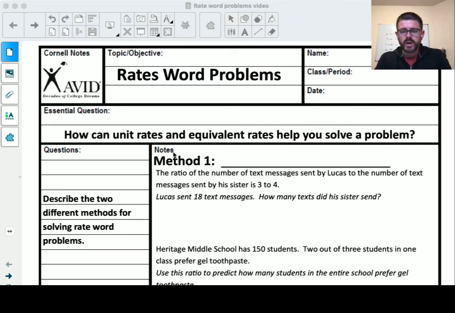All right, welcome to our lesson on rate word problems. So hopefully you got your notes up. It's the last set of notes in our packet. It's the last lesson of this particular unit.